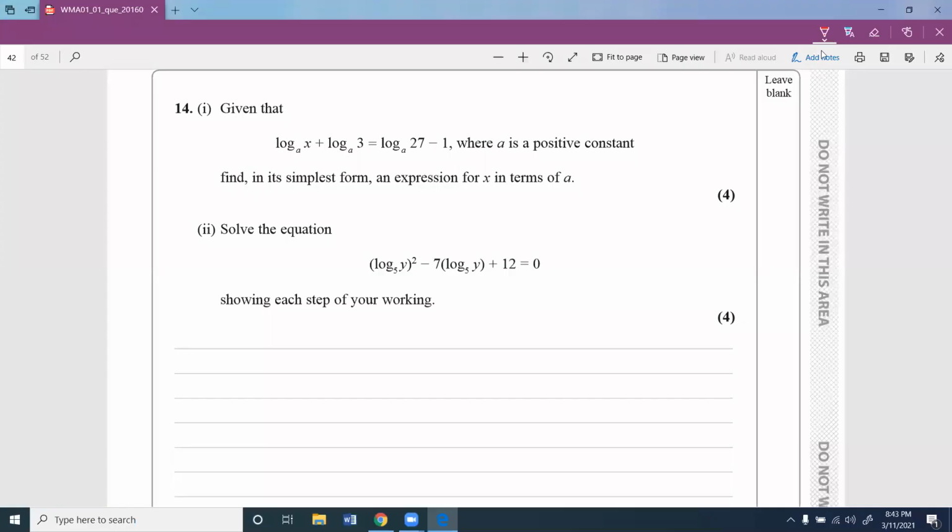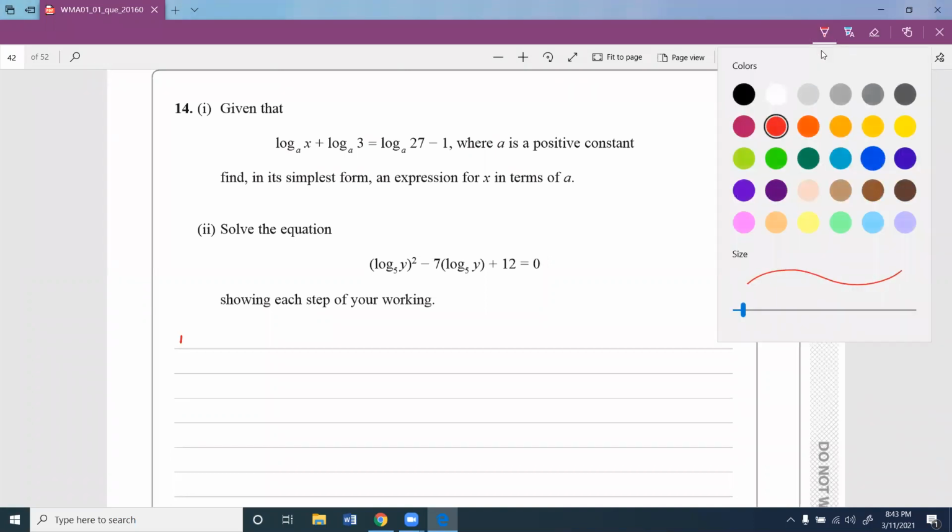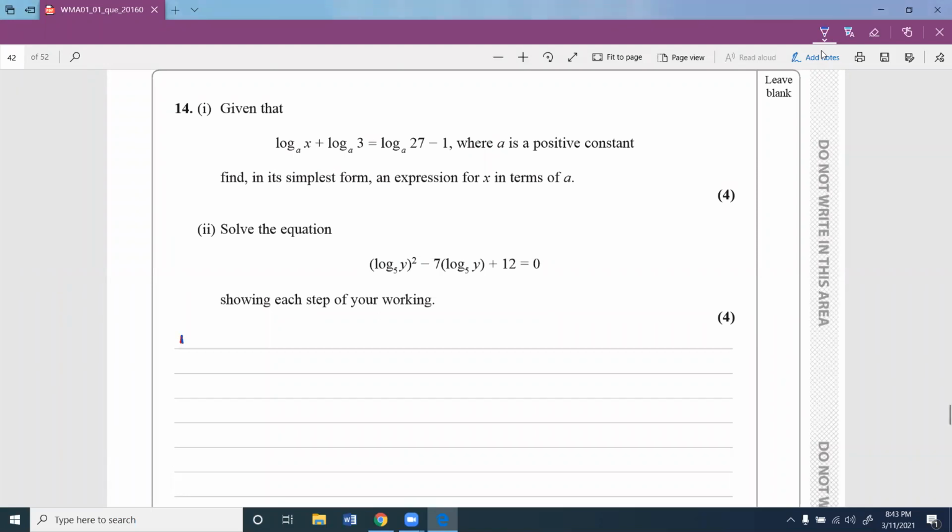If you come up with this question, part 1, log a x plus log a 3 equals to this bit, where a is a positive constant, find the simplest form of the expression x in terms of a. When you happen to see a question like this, what you need to do is bring all the logarithm terms to one side. So, log a 3 minus log a 27 equals minus 1.